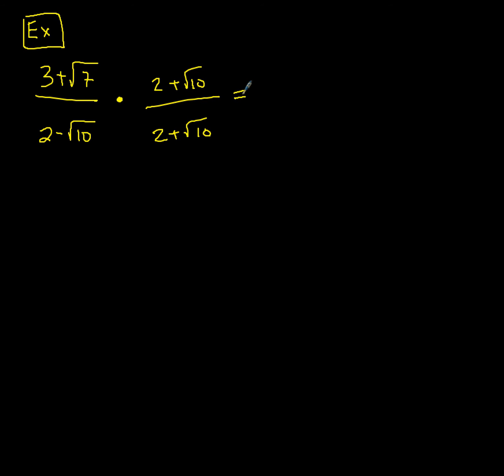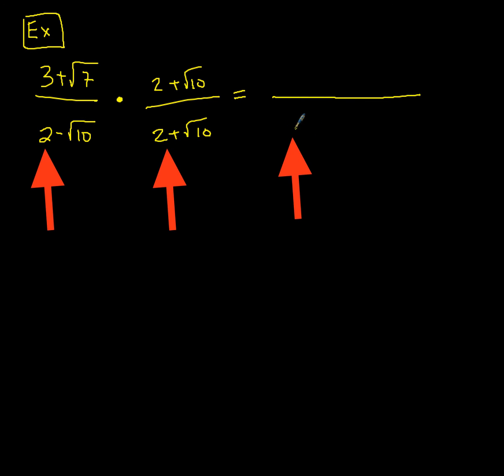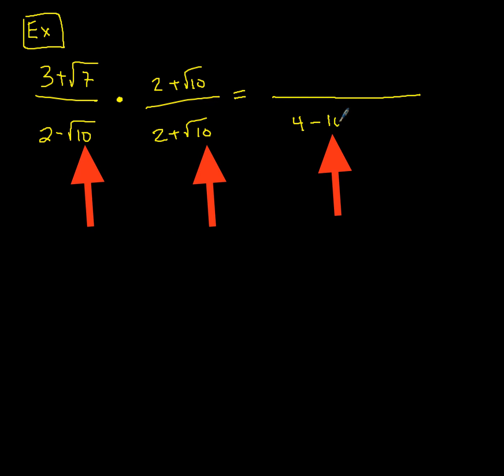Now with this, you're going to have a little bit more work to do. So you're going to have to take your time and make sure that you do everything correctly on here. Now the bottom, in the denominator, by now I think you guys will have that. We'll have 4 minus 10 in the denominator. Alright, so that's going to be the easy part.